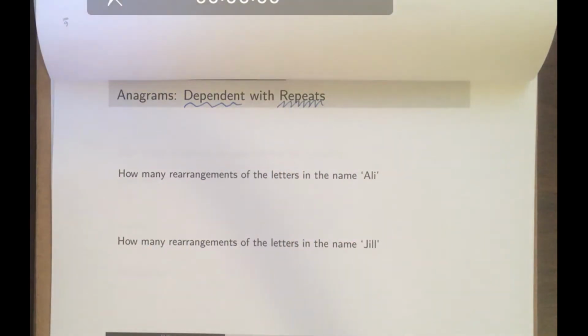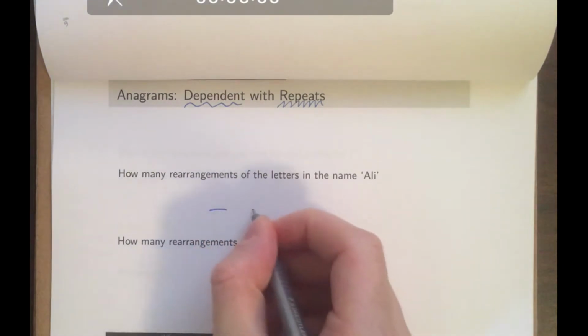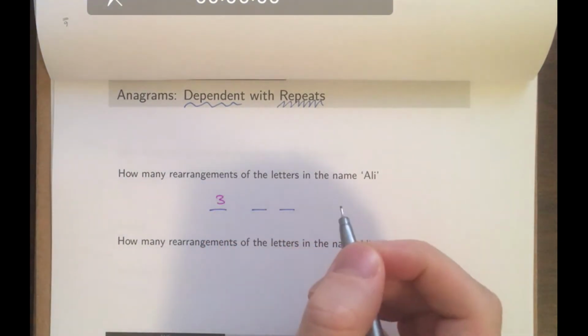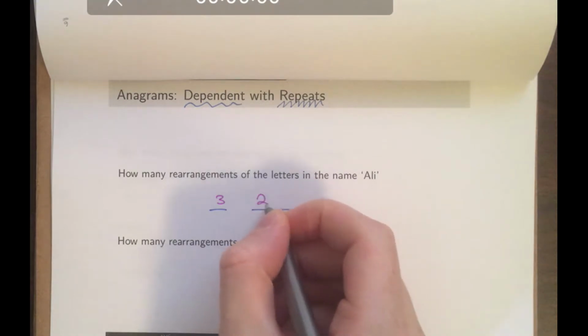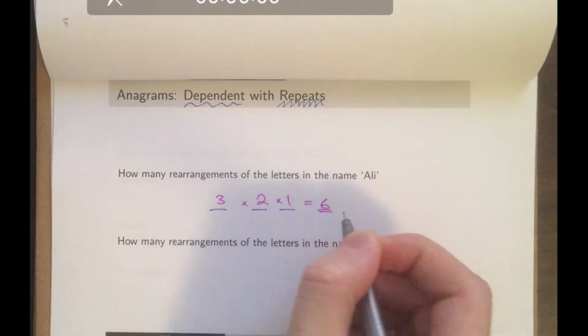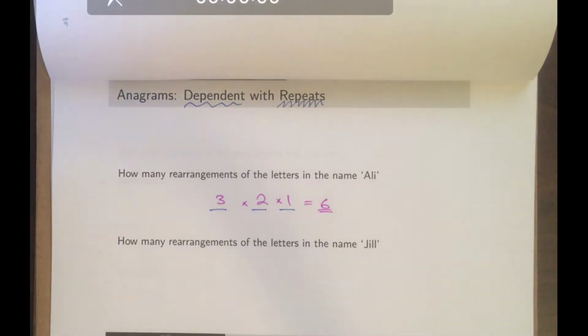So the first example is how many rearrangements of the name Ali? So Ali has 3 letters. I have how many choices for the first letter? I have 3 choices. I can either use the A, I can use the L, I can use the I. Whatever I do use though for the first choice, I can no longer use. So the answer to this is 3 factorial, or 6. Now I see a slightly different thing when I say the name Jill. So the name Jill has 4 letters, J-I-L-L.